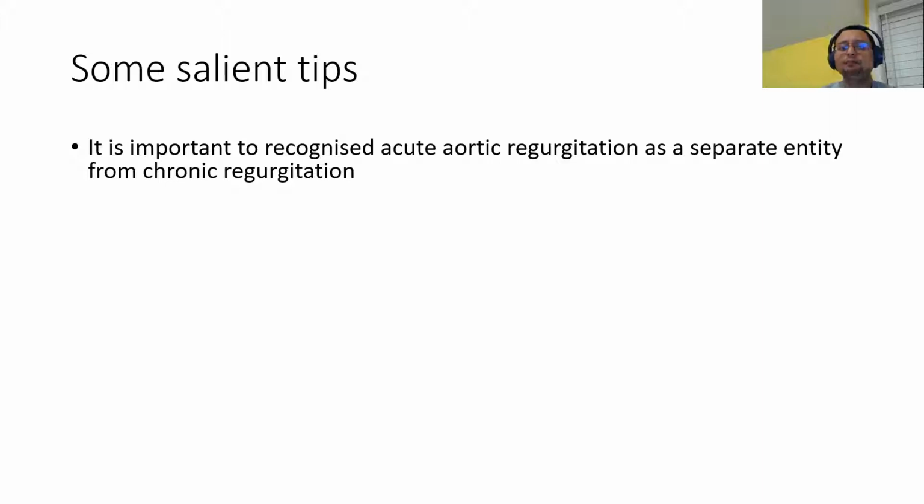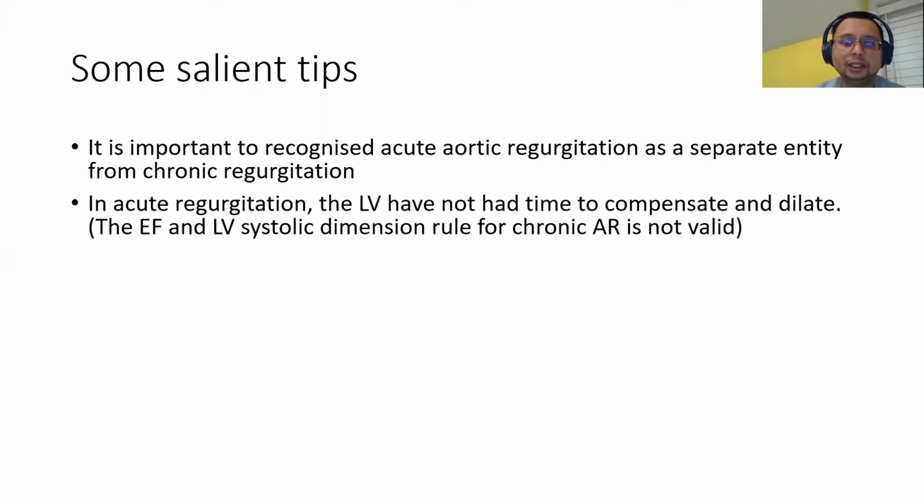It is important to recognize acute versus chronic severe aortic regurgitation as separate entities. Most of the parameters in the guideline about when to intervene in aortic regurgitation are actually for chronic aortic regurgitation, because in acute regurgitation, the left ventricle has had no time to compensate and dilate. So the rule where you go for surgery once the EF is less than 50% and the systolic dimension is more than 5 centimeters might not apply for those with acute severe aortic regurgitation.